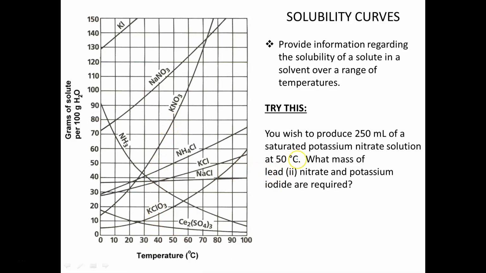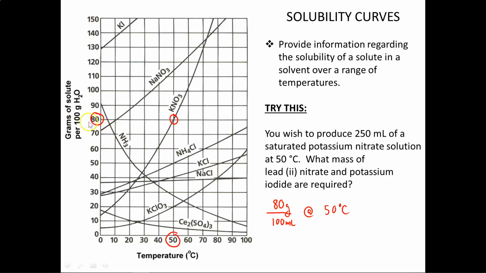Now, on a test, some questions may require you to gather data from a chart in order to solve the question. So let's take a look at this example. You wish to produce 250 milliliters of a saturated potassium nitrate solution at 50 degrees Celsius. Looking back at the chart, 50 degrees Celsius, potassium nitrate, I see that it can hold 80 grams per 100 milliliters, and that's the key here. It holds 80 grams for every 100 milliliters.